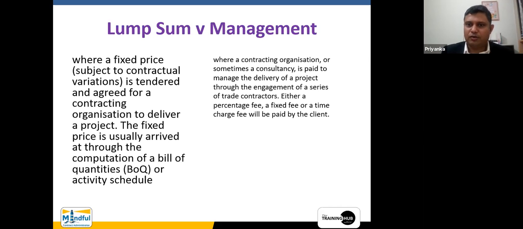Where a contracting organization or sometimes a consultancy is paid to manage the delivery of a project. Why they say a contracting organization or sometimes consultancy? You can see management type of procurement has got two different types. Basically, majorly two different types. That is called management contracting and construction management. Okay. So those are two different types of things, right?